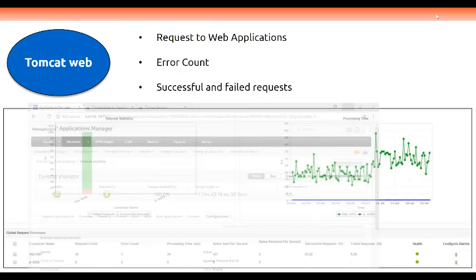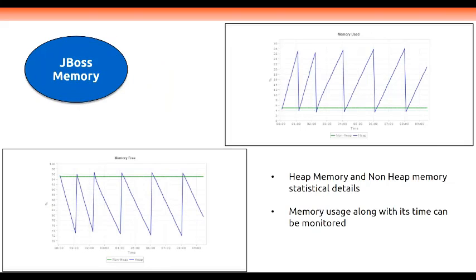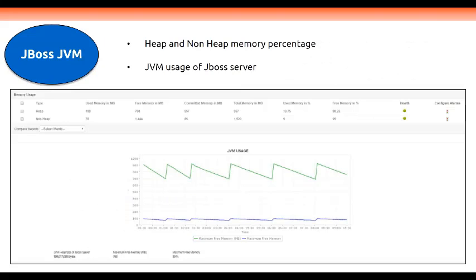Now we'll see some of the metrics which we can monitor in the JBoss application server. Even in JBoss, the response time can be calculated, which is nothing but how much time Application Manager takes to establish a connection with the JBoss application server. Memory utilization and a statistical page are available. You get a chart showing heap and non-heap memory utilization, and individual data such as free memory and used memory utilization is also available, as we saw in Tomcat.